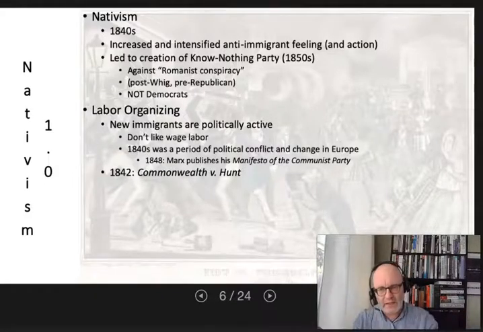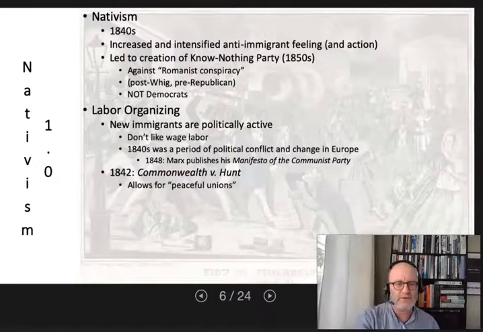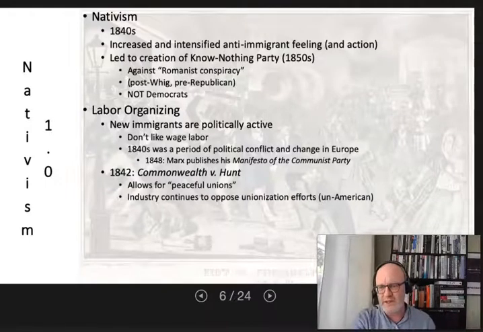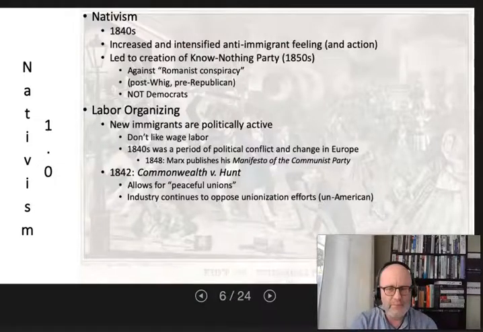and they're adding that tradition to what is undoubtedly an organic American organizing tradition. 1842 is a big moment in this history in that the Supreme Court decision of Commonwealth versus Hunt actually allows for the organizing of peaceful unions. This is labor unions.